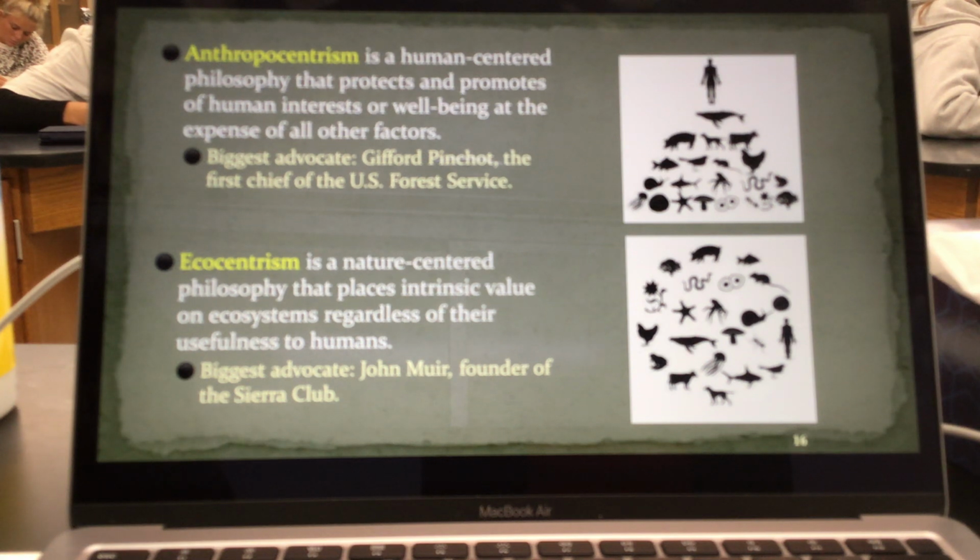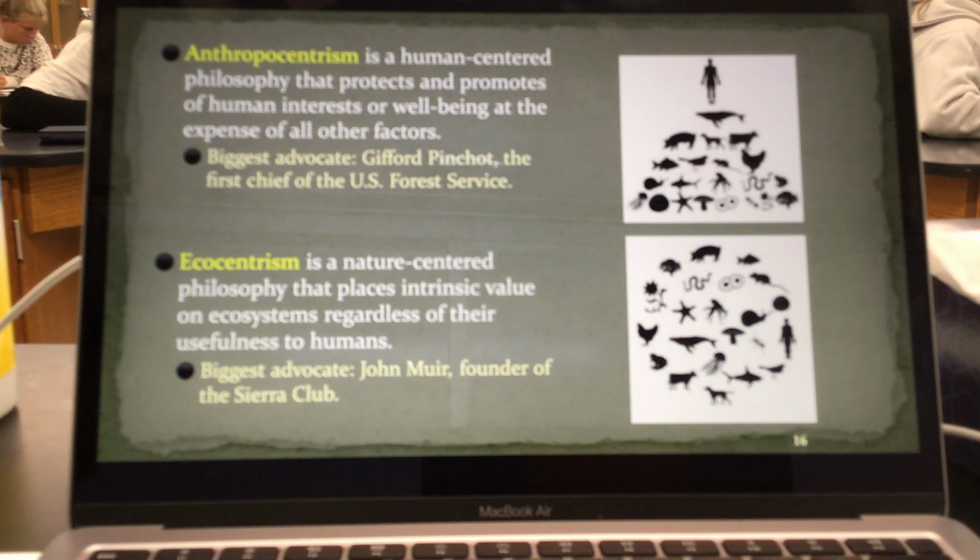Okay? And there's a lot of people that still follow that, right? They think that everything else is only here for our consumption. And then you have the opposite end of the spectrum with ecocentrism, which is a very nature-centered philosophy that places value on ecosystems, no matter what the usefulness to humans is.